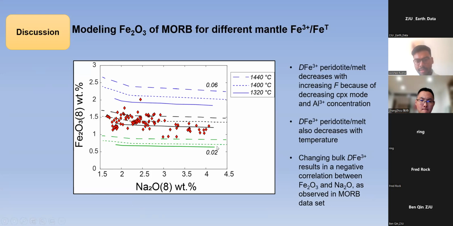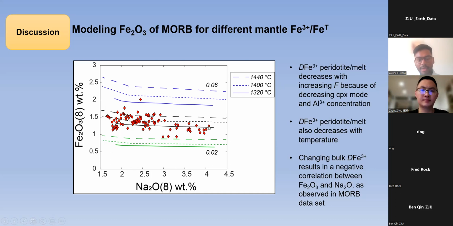So the source ferric iron varies from 0.02 to 0.06 for 3 different potential temperatures. First thing to notice is that the red diamonds are the natural MORB data, and we were trying to compare our model curves with the natural MORB data. The first thing to notice is that our model curves generate this negative trend. It is a similar trend that we observed in the natural MORB data.